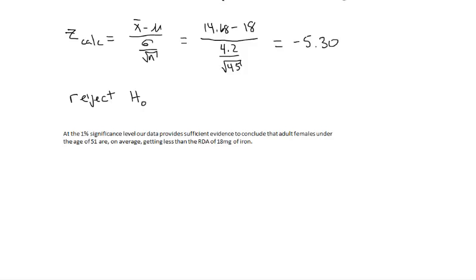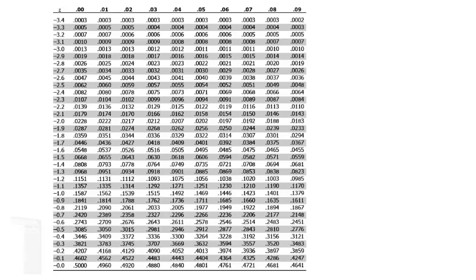milligrams of iron. And you might also be asked to find a p-value. So if we wanted to find the p-value for this problem, we would say p-value is equal to, now we would use our z calc and we would look it up on our z-chart. And as you can see, negative 5.3 is off the chart. So we can't find an exact p-value by hand unless you had a computer or a calculator. You're just going to be able to put that it's less than 0.0003 is the best that we can do with this table.